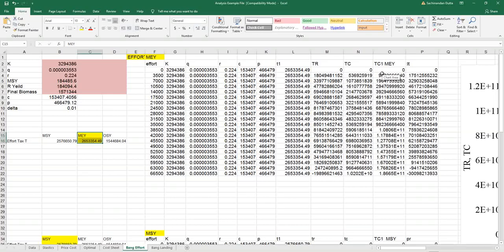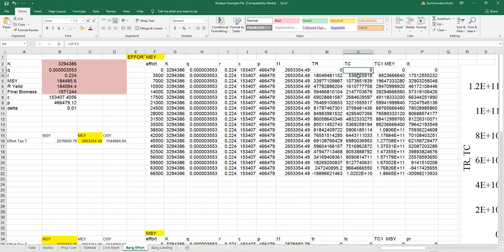So how to calculate the tax? This is TC1 of MEY, the total cost after the tax, and pi is the total profit. We have to calculate TR, TC, TC1 of MEY, and pi. These are the equations: how to calculate TR, TC, TC of MEY, and pi. Pi means the profit, TR minus TC, the normal profit. Put in the calculation, scroll down, and you automatically get the result.